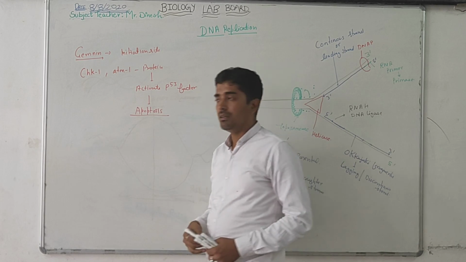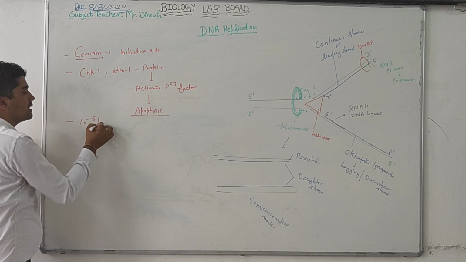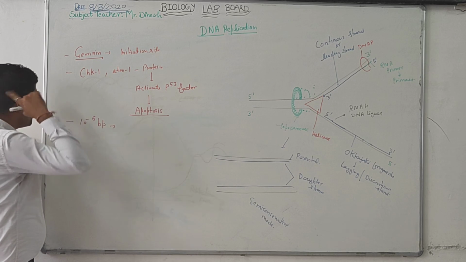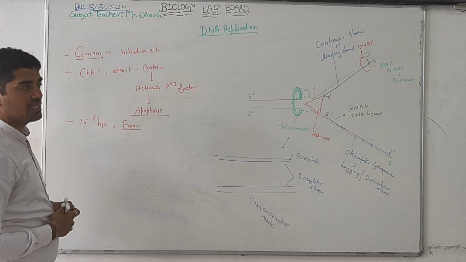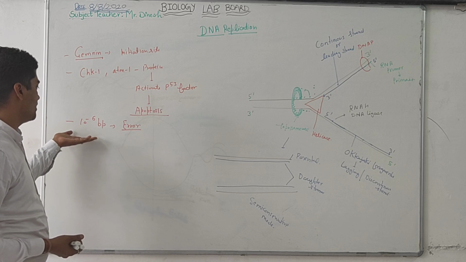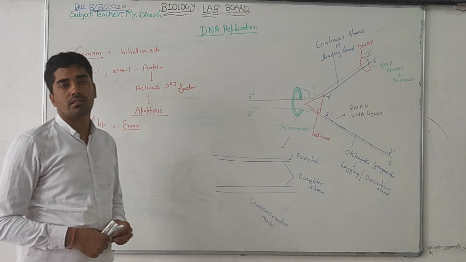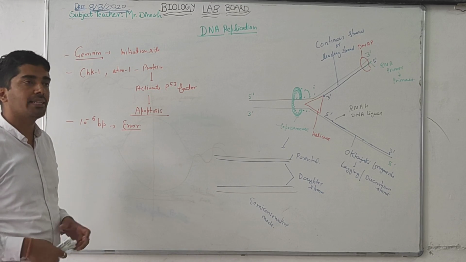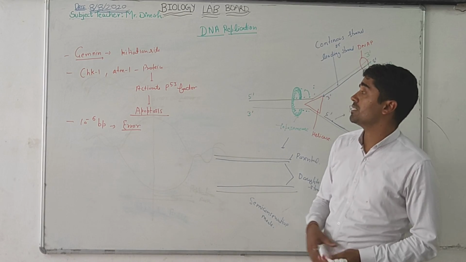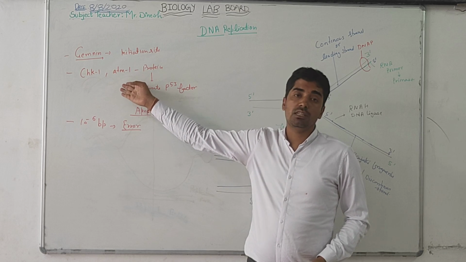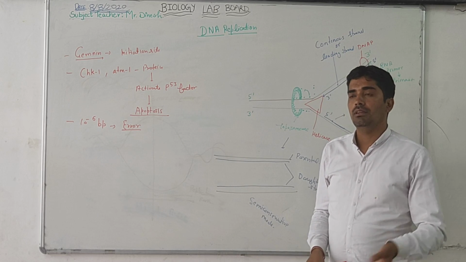Here is another fact: after the addition of 10 raised to the power negative 6 base pairs, some error can take place. This DNA polymerase is very sensitive in replication, but after the addition of this many base pairs, 10 raised to the power negative 6, some wrong base pair can be added by this enzyme. So it is not that perfect. Some mistakes can also take place. But if this mistake is large and a major gene changes, then apoptosis can take place. Otherwise, there is no problem in this replication.